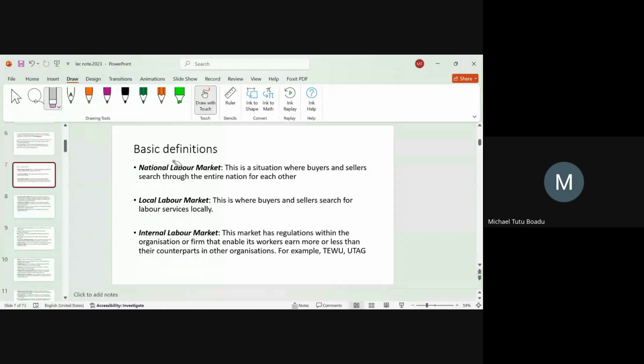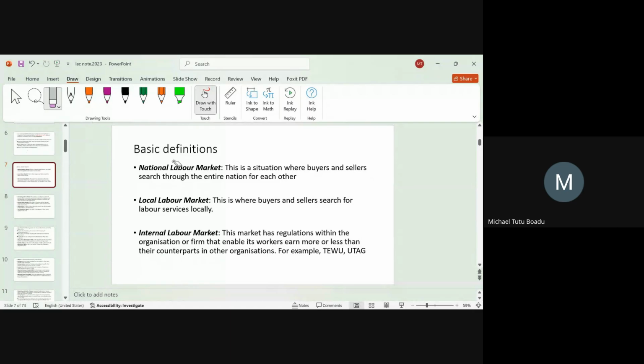Some earn more than others based on the skills that they possess. Within the universities, same thing happens. We have TEU, we have UTAC, and we even have those who are the administrations. So salary will differ based on the kind of job you do and the skills that you are offering.